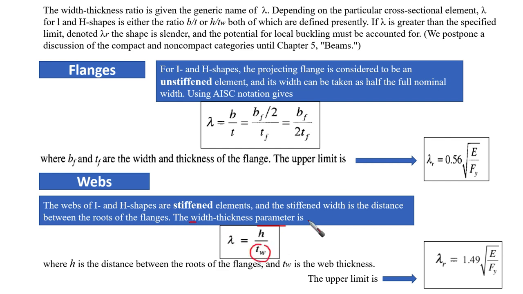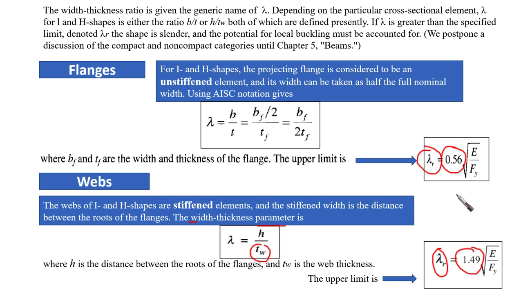So we have upper limits for these ratios, which is lambda. Here you are going to find that the upper limit for the flange is 0.56 times the square root of E over F yield. However, for the webs, it is 1.49 times the square root of E over F yield. The upper limit for webs is almost 3 times the upper limit for flanges.